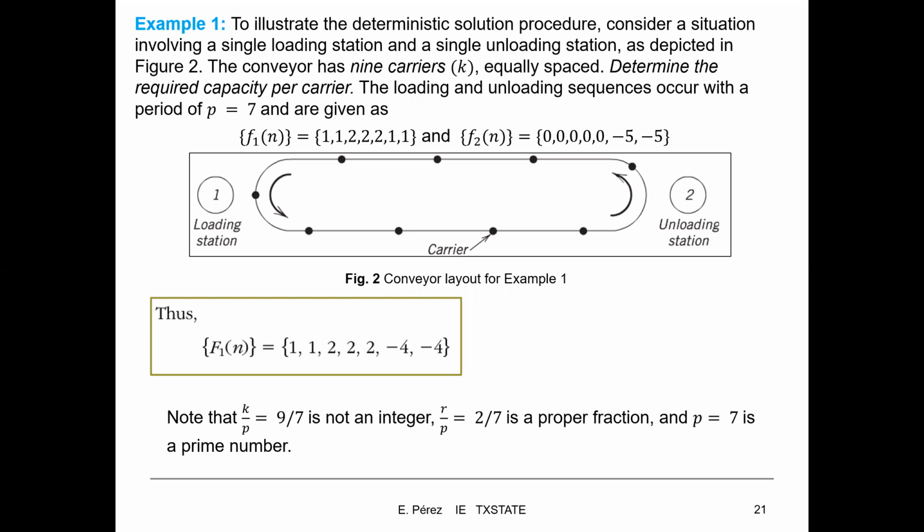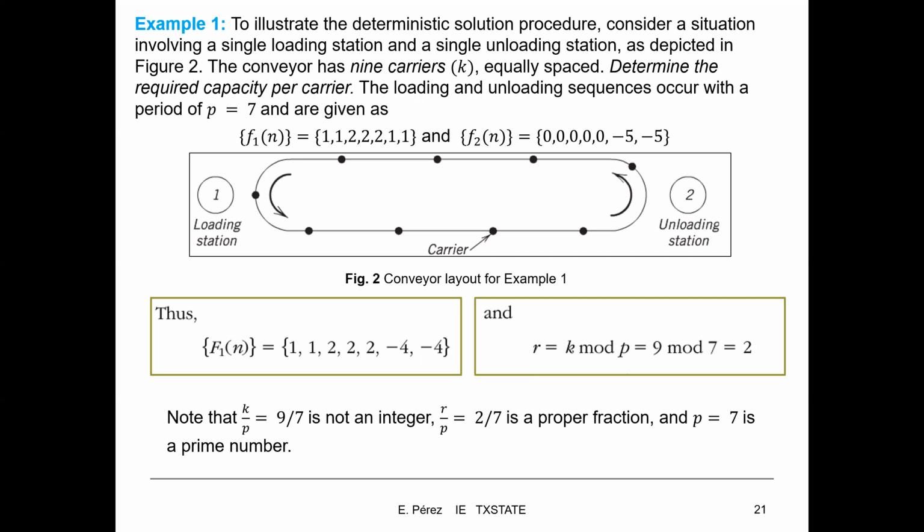So if we use the definition of F_1 of n, then you are going to subtract f_2 of n from f_1 of n for each period. So that's how you get 1, 1, 2, 2, 2, -4, -4.